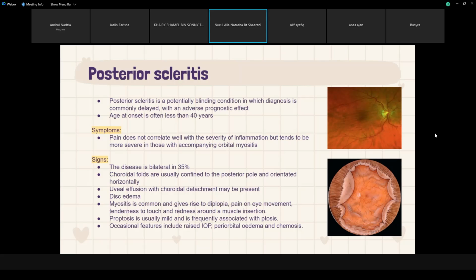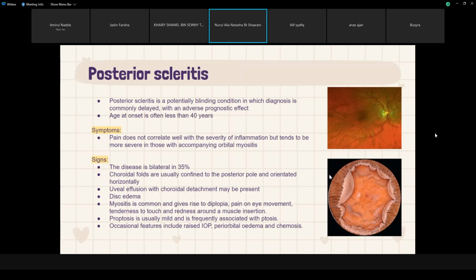usually bilateral, in 35% of the patients. The signs include choroidal folds, which are usually confined to the posterior pole and oriented horizontally. As you can see in the first picture, this is an example of the choroidal fold. And then the second one, uveal effusion with choroidal detachment may be present, as you can see, the second picture is showing the uveal effusion.